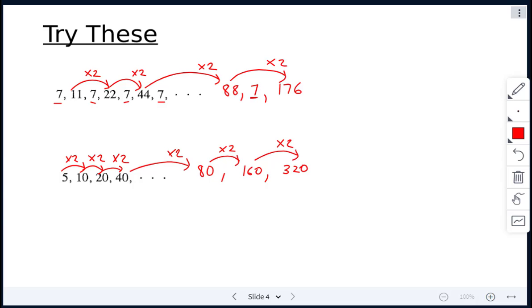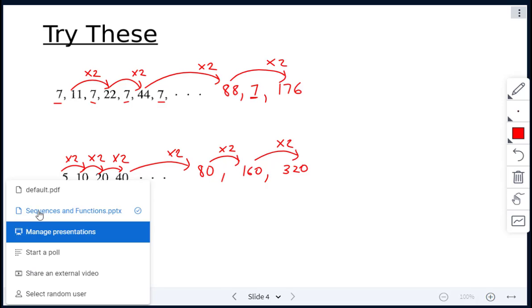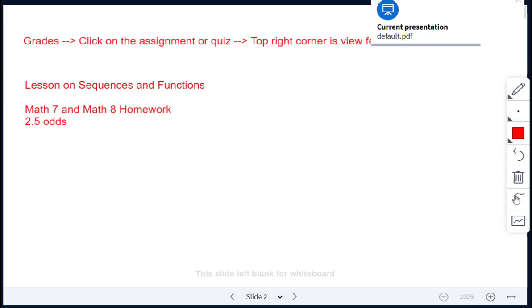Okay, so the homework today for Math 7 and Math 8 is the same. It is going to be 2.5, and it's just the odd questions, just looking for those patterns.